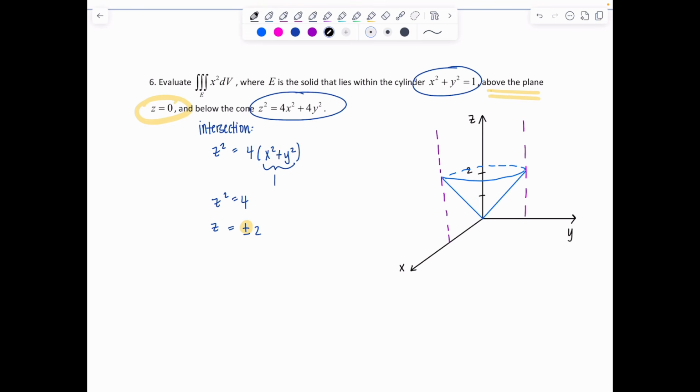Okay, things are scaled somewhat. This is 1, right? Because the cylinder's radius is 1. Boom.